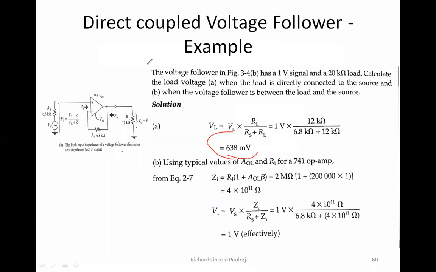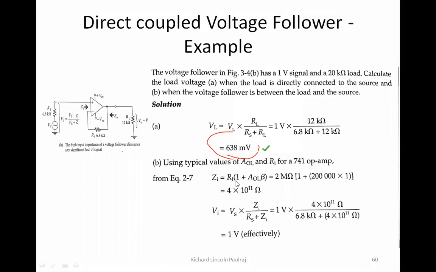Are we getting the value? Yes, sir. So it's correct, isn't it? Fine. Now we will go with the next case, where we need to have these typical values. We need the values of AOL and RI, because we are going to use the formula ZI equal to RI into 1 plus AOL into beta. Now, do you think we have the values of all of these?